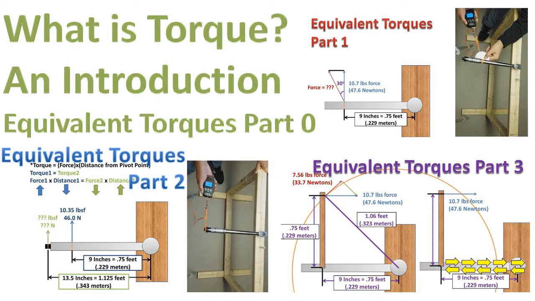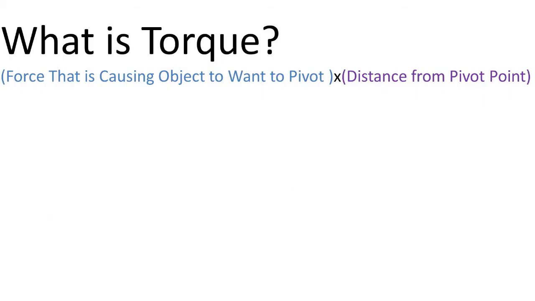This video is the first video in a series to explain what torque is and how to find torque in different scenarios using real-world examples. So what is torque? Torque is a force that is causing an object to pivot, or to want to pivot, times the distance that force is from the pivot point.